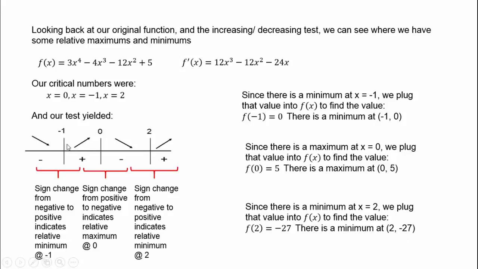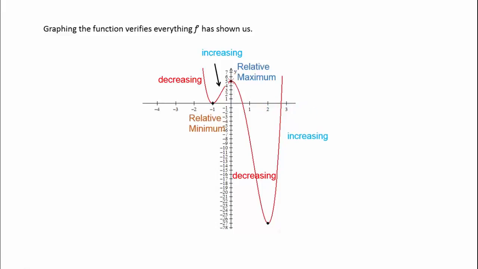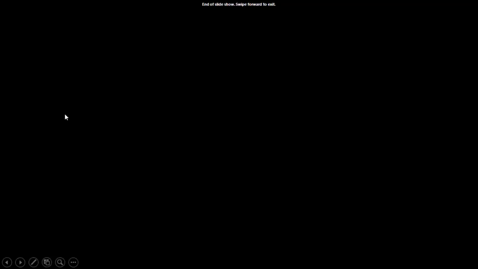So that's a lot of information. If we were drawing this graph, we'd plot the points negative 1, 0, 0, 5, 2, negative 27, and we would then draw in our increasing and decreasing. And I went ahead and I verified everything that f prime of x has shown us. It's decreasing where it said it was decreasing. The graph is increasing where the first derivative test said it would. We have relative minimums and relative maximums exactly where they were supposed to be. So that is the first derivative test in a nutshell.